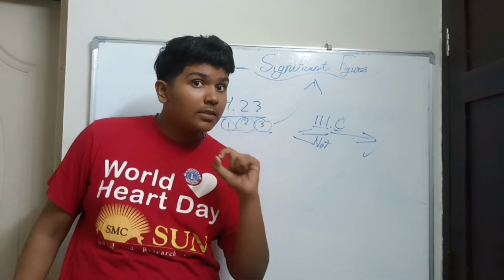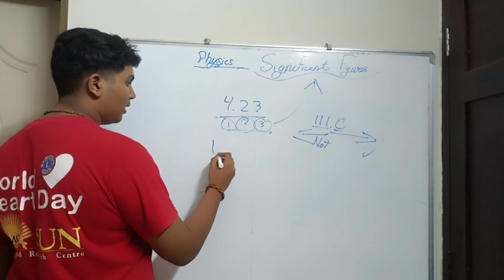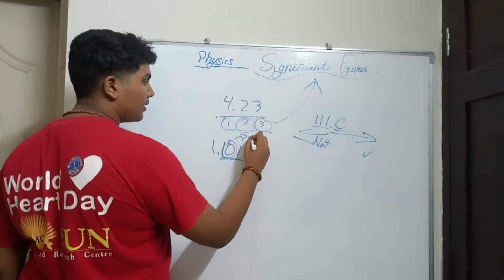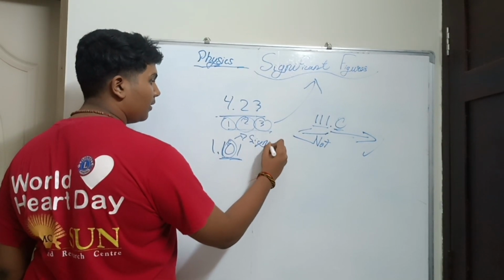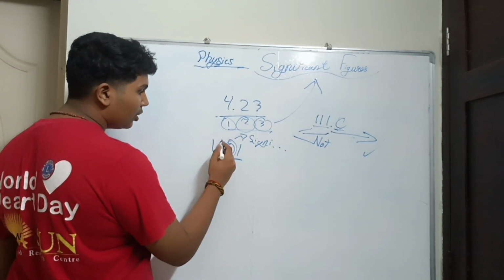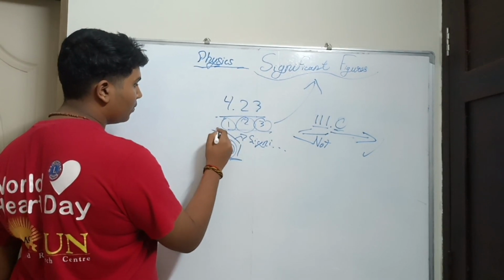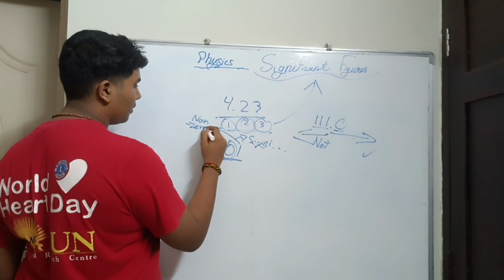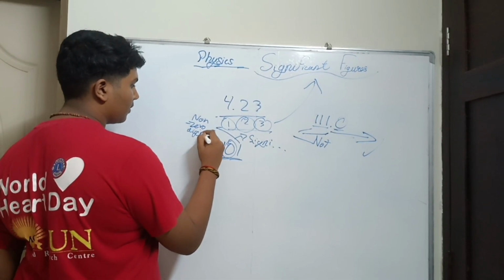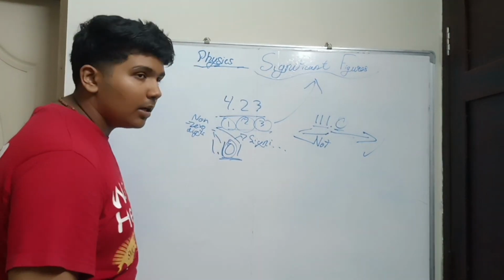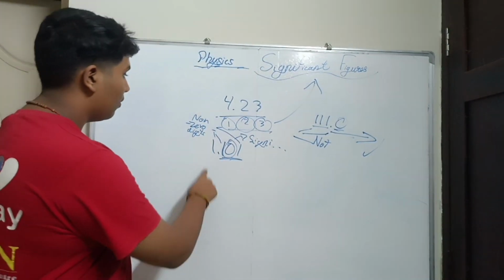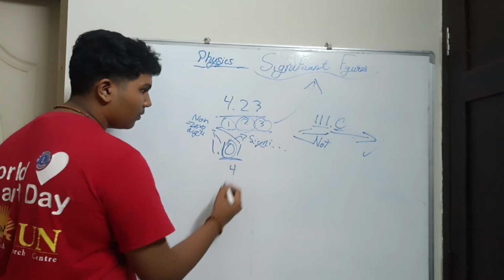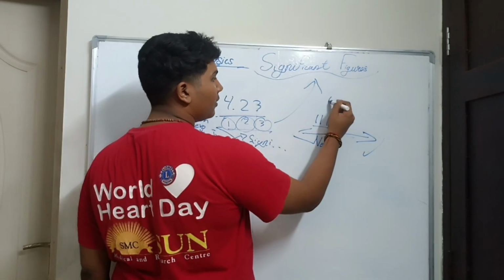When is the zero considered a significant figure? Let's say 1.01. This zero will be considered significant. Why? Because it is between two non-zero digits. So you get the brief idea. 1.101: how many significant digits are there? We have 4 here. What about here? We have 4 here also.